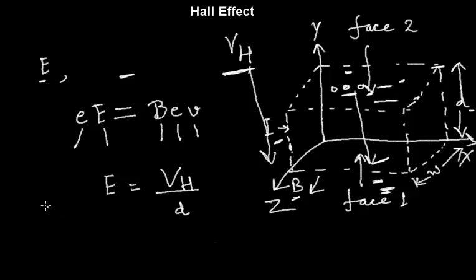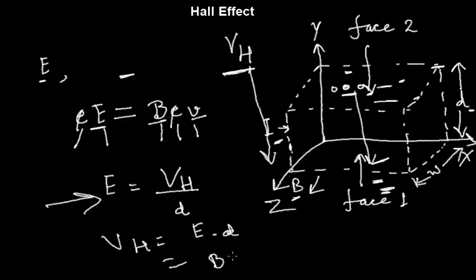So this is a relation. It's a very basic relation. So from here we can write VH is equal to E times d. And because E is equal to BV, because we can cancel e by e here, we can also write in terms of magnetic field, we can write VH equals BVd. So we have the expression of VH in terms of electric field as well as magnetic field.